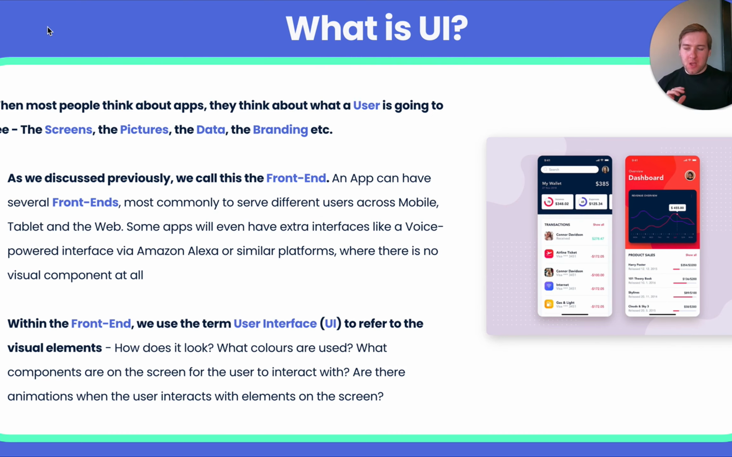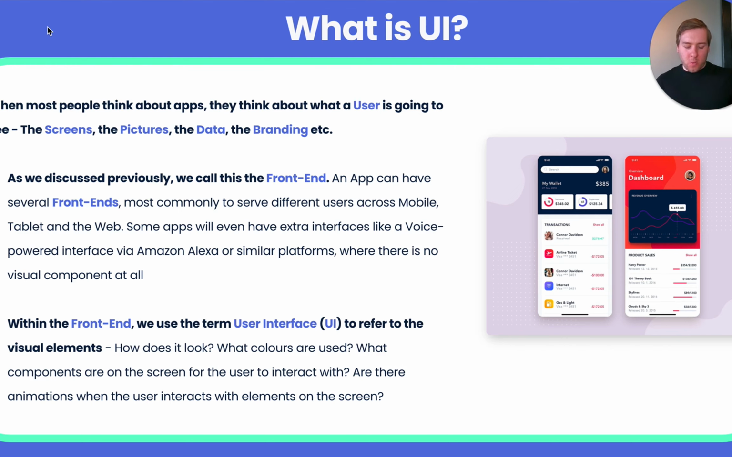Now, when most people think about apps, usually the first thing that springs to mind is the screens, how does it look, what colour is it, etc, the visuals. And as we discussed previously, we have this concept of front end, and a front end is just anything which allows a user to interact with the rest of your app. And typically that will be something visual, like a mobile app, a website, etc. But it could also be something like an Alexa skill, an Apple Watch app, etc, etc.